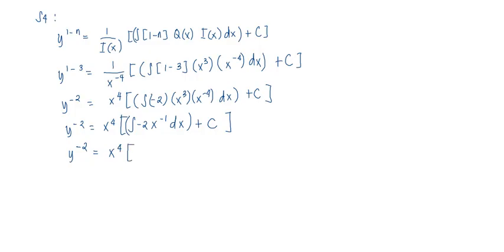Next thing that you would do is get the integral of negative 2 x raised to negative 1 dx, which would be negative 2 integral of dx over x. The integral of dx over x is equal to ln x. So it would be now negative 2 ln x plus c.